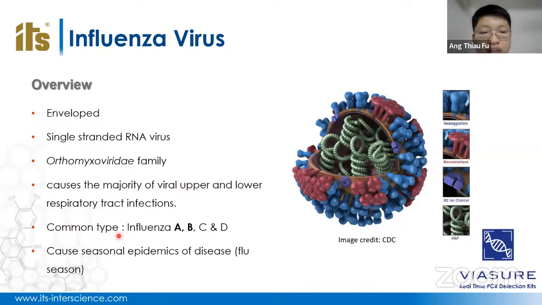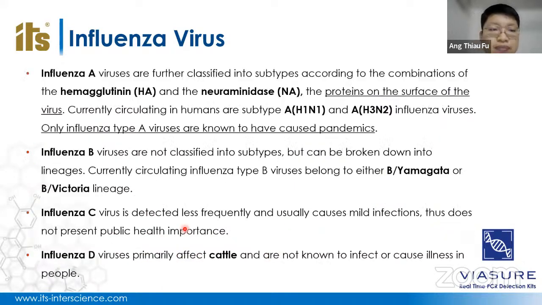And the common types of influenza are type A, B, C, and D. Okay, and generally it causes a seasonal epidemic of disease. So we normally call it a flu season, right? So here are types A, B, C, and D. A and B are the most common ones.